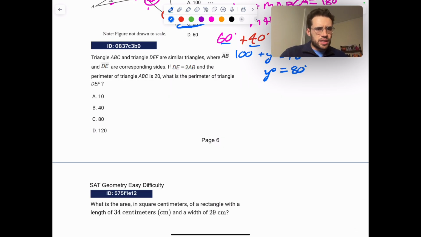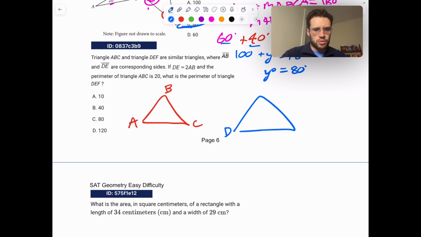Triangle ABC and triangle DEF are similar triangles, where AB and DE are corresponding sides. All right, so we can draw our triangles. If they're similar, that means all of the angles are the same in the same spots. Assuming they label it correctly, where the first goes to the first, second to the second, third to third, but let's just check that. AB is right there, DE is right there. Okay, so we've got that correctly. If DE equals 2 times AB, so that means if AB is x, DE is double that, so DE would be 2x.